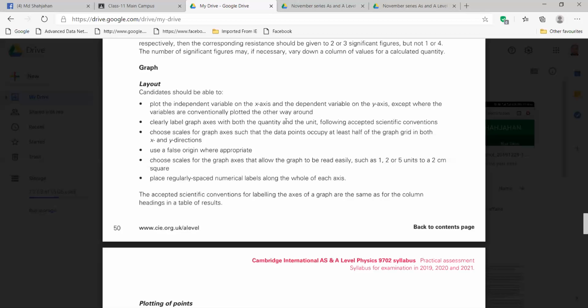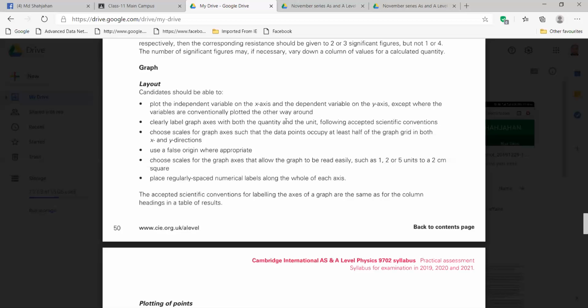So which one is independent here? Time is independent. So time is independent, and you have to plot it on the x-axis, and the distance you should plot on the y-axis. Clear now? Yes, sir.